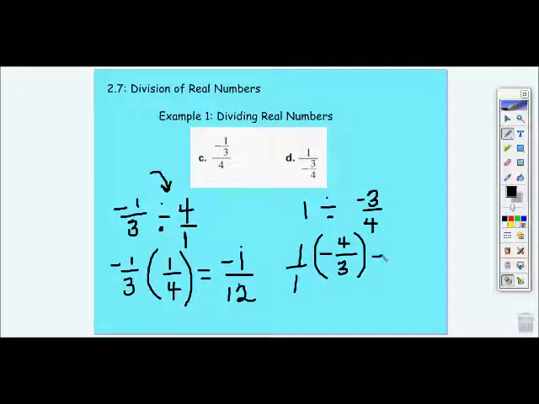Negative times a positive is going to give me a negative. 1 times 4 is 4. 1 times 3 is 3. So I get a negative 4/3. Now you can leave it like this, or you could change it into negative 1 1/3. I would accept either answer.